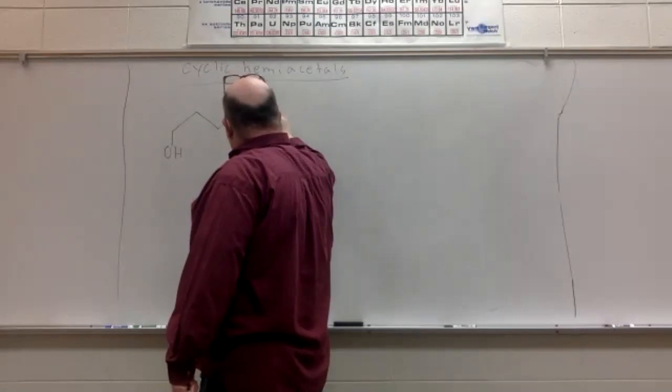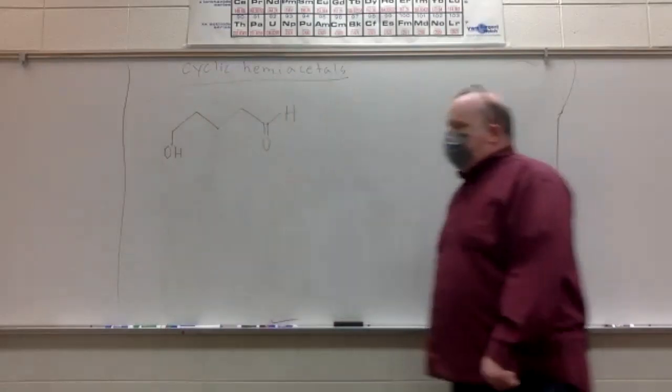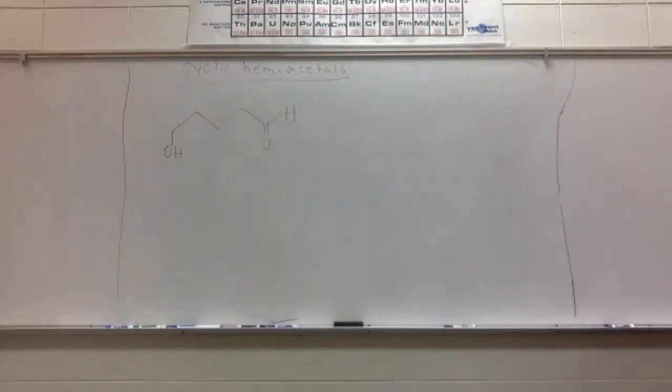Oh, this will work. Let's say you had something like that. All right. Now, you know, when we make an acetal, we need an aldehyde or ketone, and we need 2 equivalents of alcohol, right? To make a hemiacetal, what do you think the only difference is?